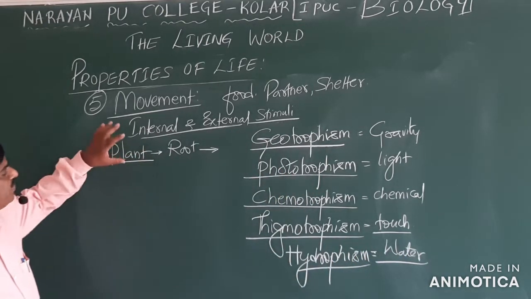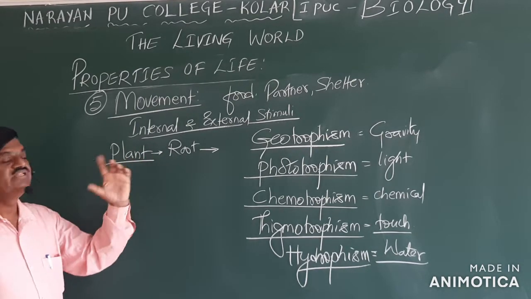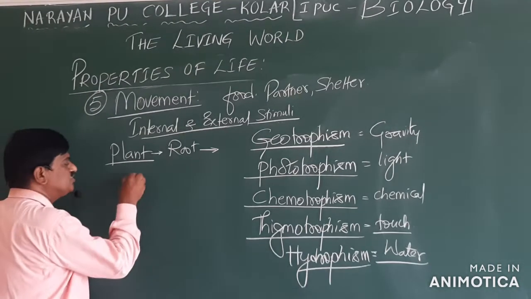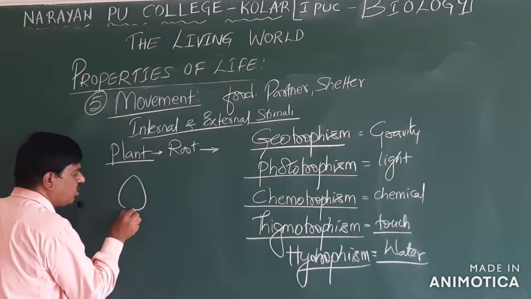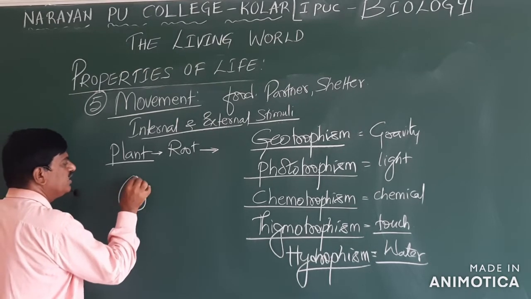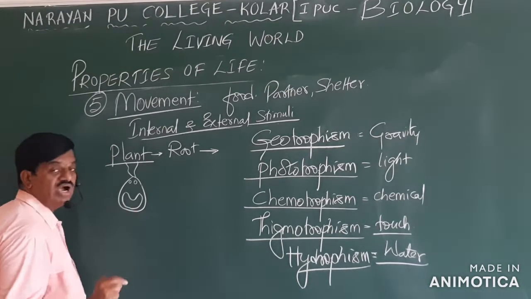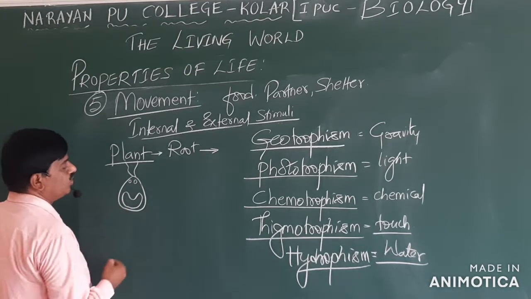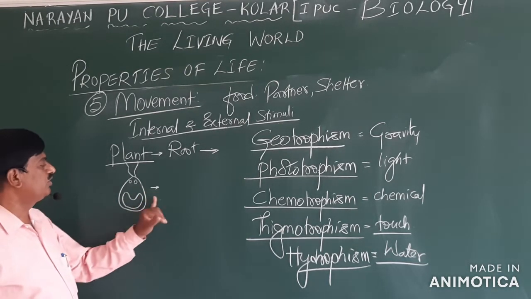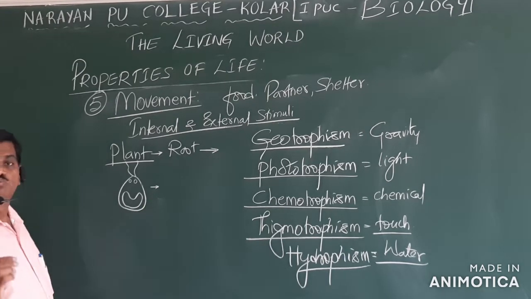So the plant is fixed because of the root system. Once it has been fixed in the soil, it cannot move from place to place. But we'll take a small example, a unicellular alga called Chlamydomonas. Chlamydomonas, Volvox, and Euglena are algae which can move from place to place in water. So the movement can be noticed here. This is one more character, called movement.